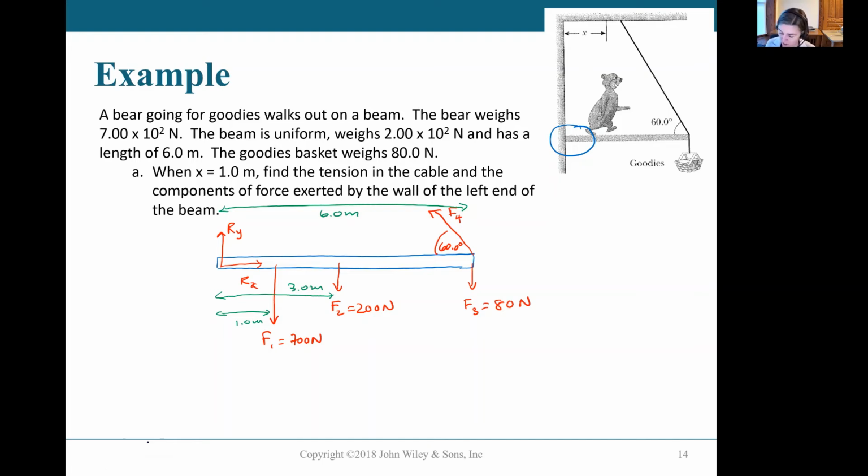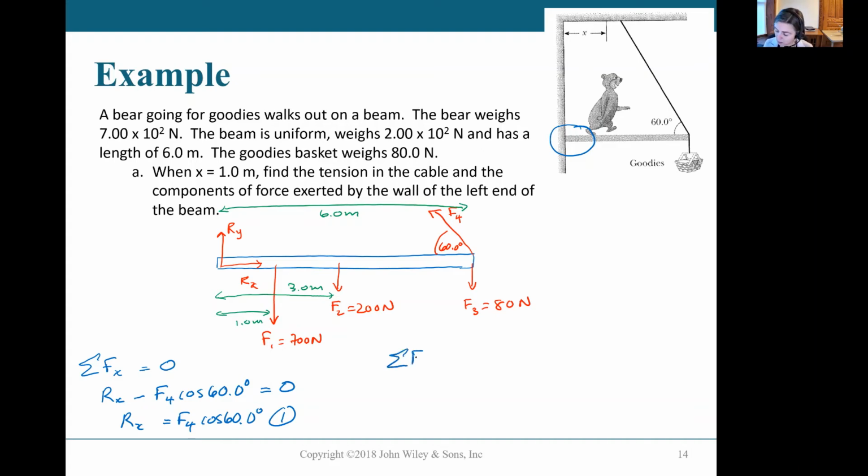Our first equation of equilibrium: the sum of the forces in the x direction equals 0. We're only going to have 2 forces for that. We're going to have Rx, and we're going to have a component of F4, so F4 cos 60, equals 0. That gives us Rx equals F4 cos 60. We still don't know what either one of those forces is, but we have a relationship between them. So if we get one, we can easily find the other.